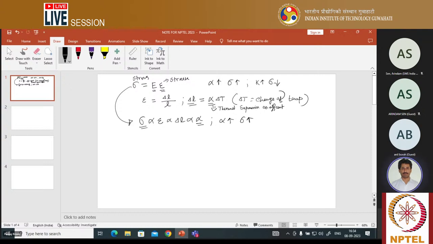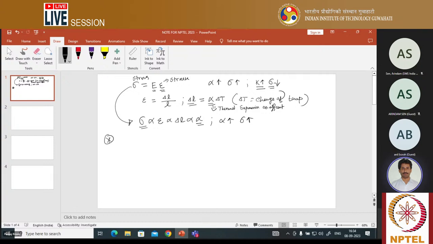Now another question is asked by the same student or same candidate: if the thermal conductivity increases, then why does this residual stress sigma decrease? So that thing I am going to explain now.